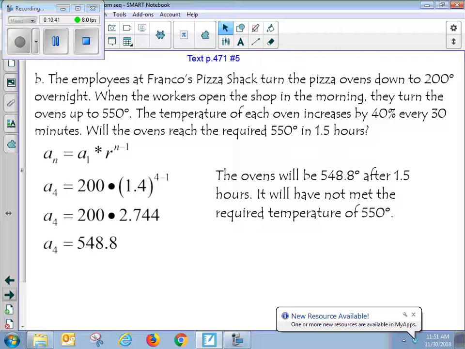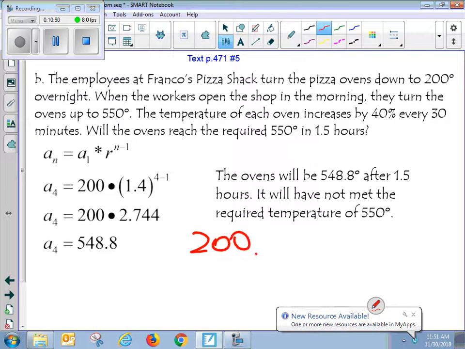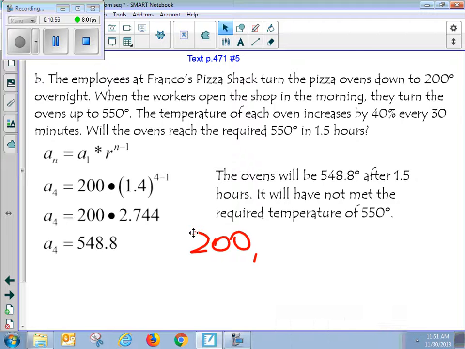Okay, so what is your beginning temperature? 200. Okay, so we're going to start with 200. I'm going to build a pattern here. That is 100% of the value to start. It's increasing by 40%. So do you think I should multiply by 0.4 for 40% or something else? 1.4, perfect, because 100% plus 40% is 140%, which is your 1.4.